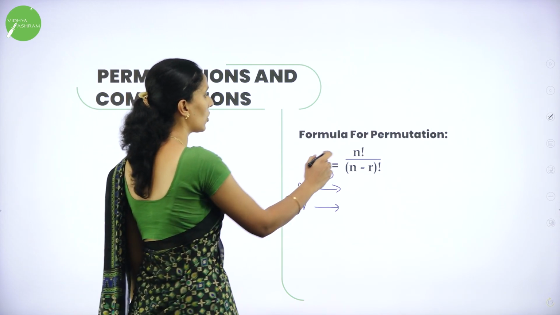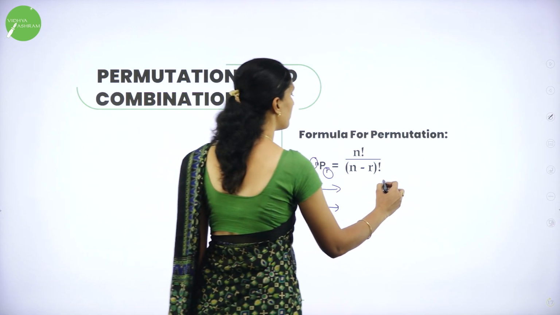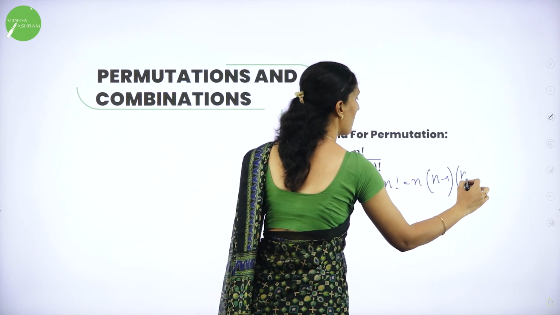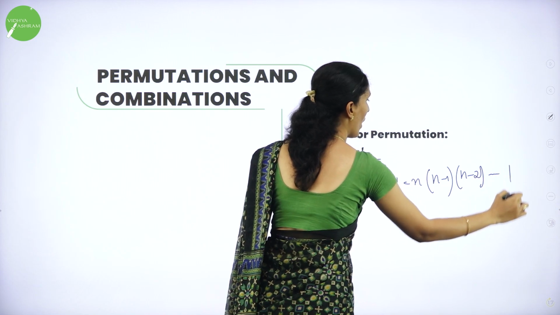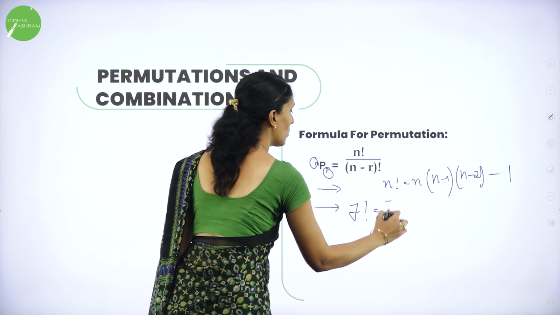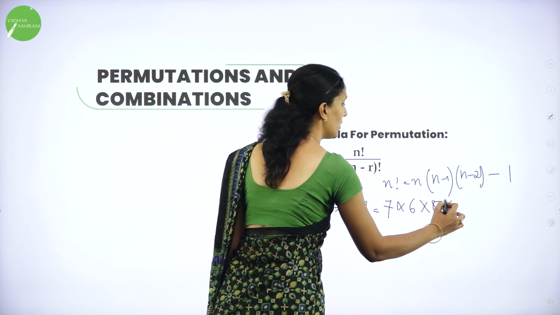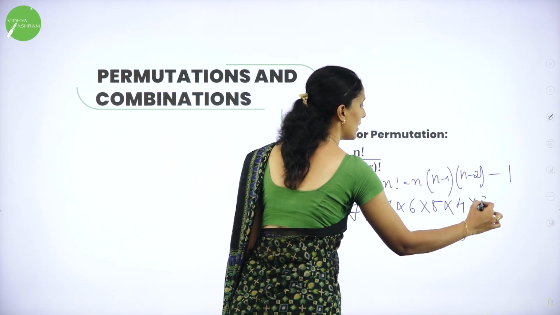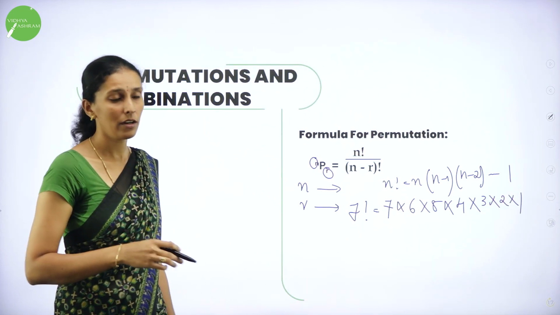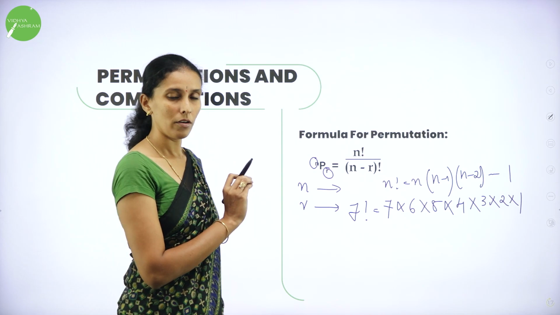Therefore, n factorial is nothing but n into n minus 1 into n minus 2, and the last term is 1. For example, 7 factorial means 7 into 6 into 5 into 4 into 3 into 2 into 1. So multiply all the numbers from 1 to 7, and you will get 7 factorial. We'll take a few very simple problems on permutations.